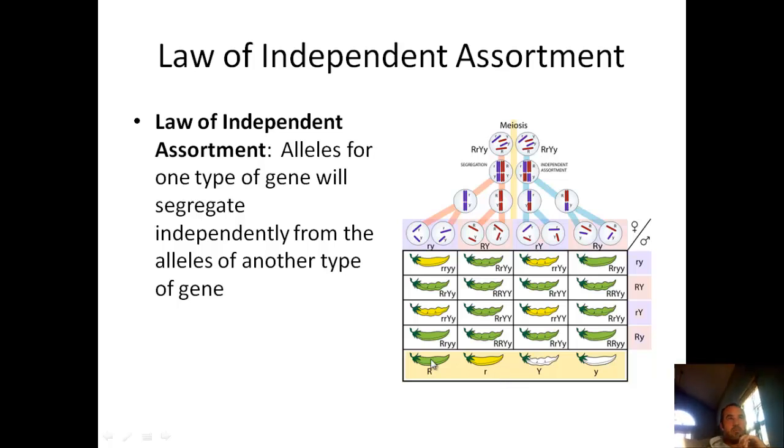And this is because the genes that he studied on the chromosomes were so far away from each other that as crossing over happened during meiosis, they didn't cross over together. They were separate, and so they weren't passed on together, and they weren't linked genes.